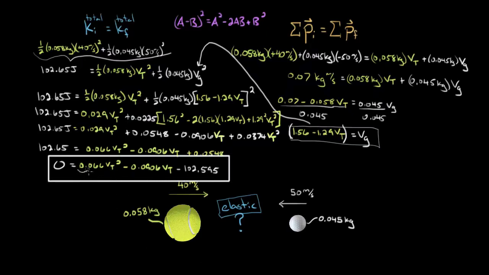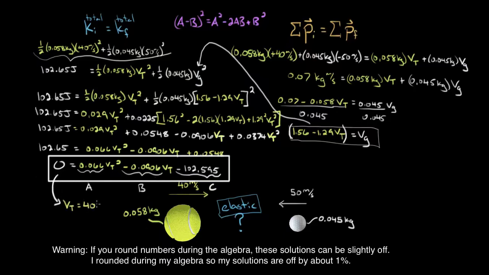So in the quadratic formula, this term here, the 0.066 would be A, and this negative 0.0906 would be B, and this negative 102.595 would be the C. You could either do this the long way by hand, or you could just use a quadratic formula solver. They're available online. They might be on your calculator. That's what I'm going to do. I'm going to do this in my calculator. So the two answers I'm getting out of this would be VT either equals 40 meters per second, or negative 39 meters per second.